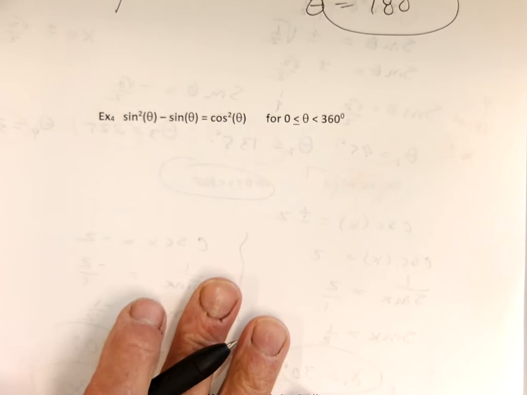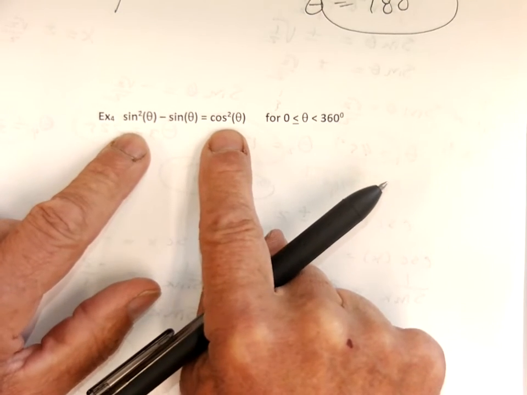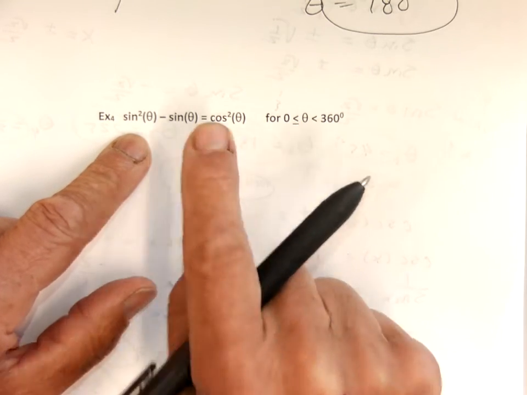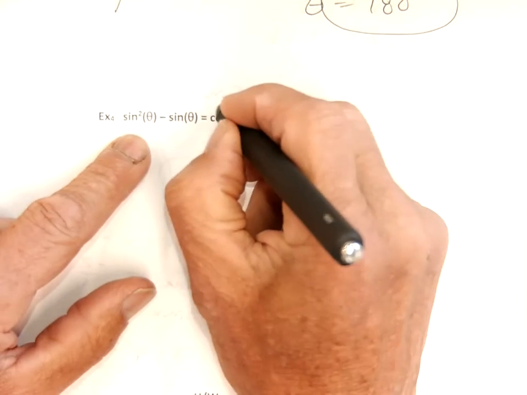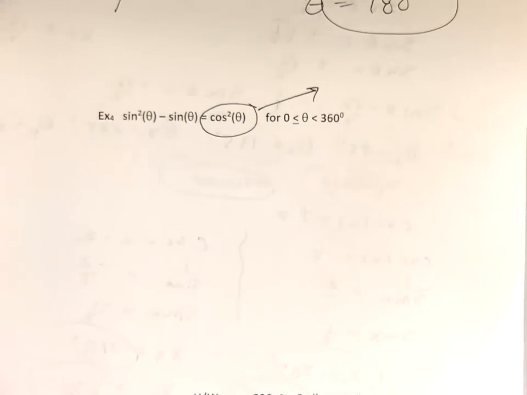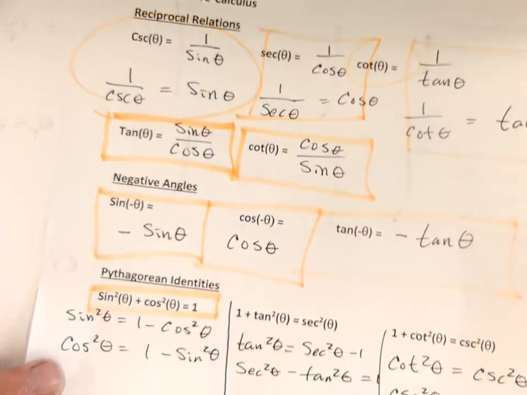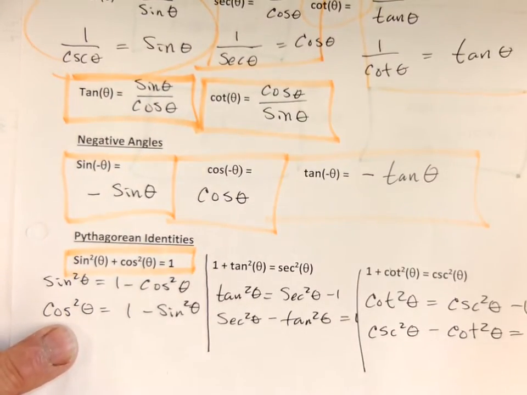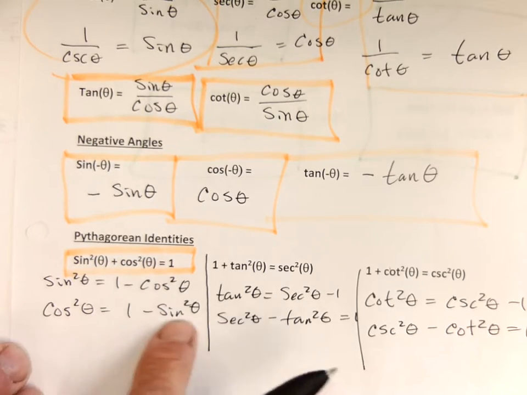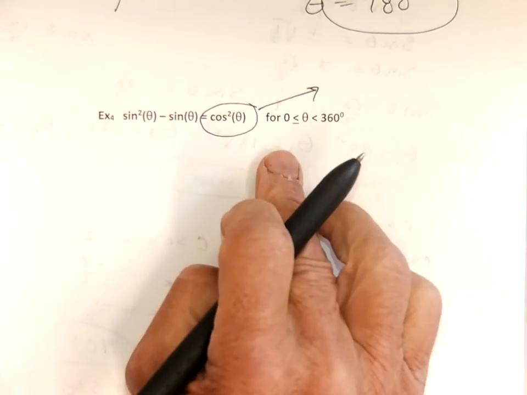Okay, example 4. It's like having x's and y's, and you can't solve for x's and y's. They're different variables. So what do I do? Well, if I change this one right here, hold on. I go to my identities. Cosine squared is equal to 1 minus sine squared. If I can change my cosine into 1 minus sine squareds, then they'll all be in terms of sine.